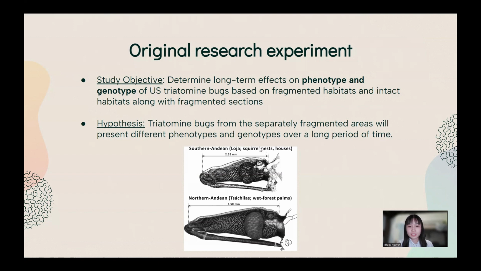And this picture down here is from a research study where they compared the heads of southern Andean triatomine bugs to northern Andean triatomine bugs. And we can see from the different habitats they're in, the top one had a lot of nests in its environment, so it adapted and had a smaller head to fit into these nests, versus the northern one lived in the wet forest palms and has a lot bigger head.